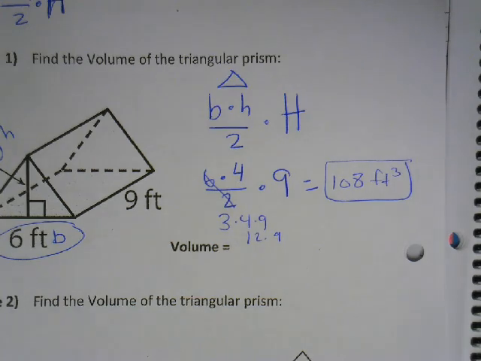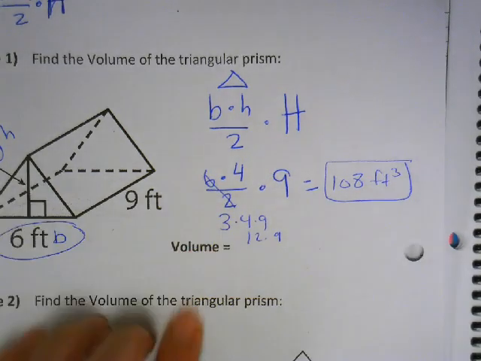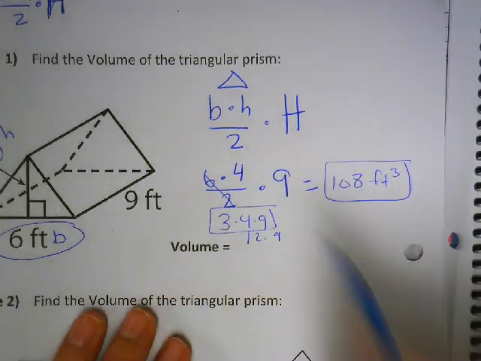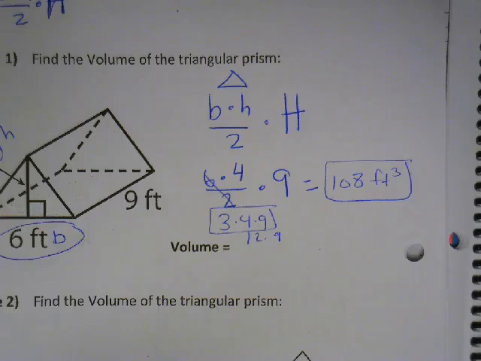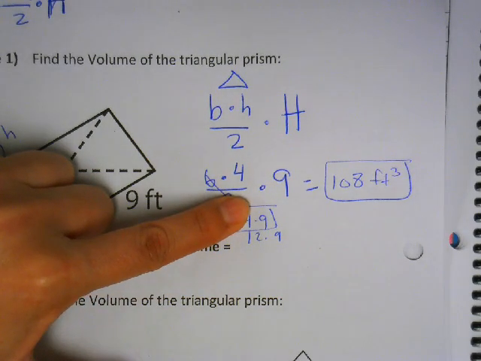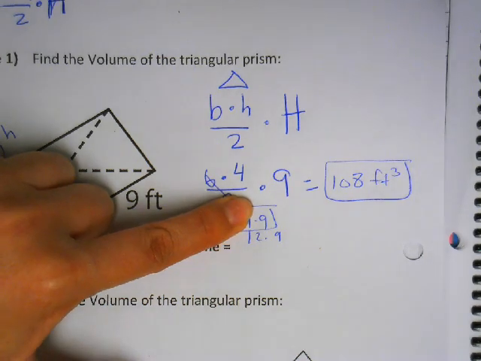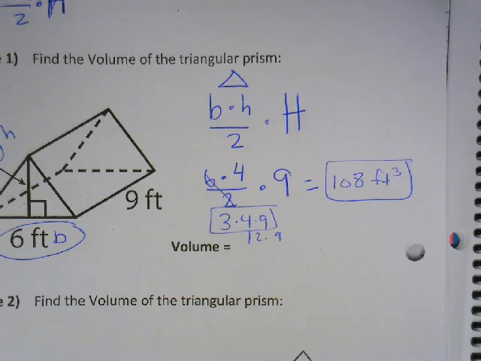Now, listen. Lucero reminded me of the shortcut. She asked, hey, Miss, can I do the shortcut? I'm like, oh yeah, that's right. I took 6 divided by 2 and got 3. And all I did was multiply 3 times 4 times 9. I didn't do 6 times 4 divided by 2 times 9. So you can take the shortcut. You can multiply all of the numbers, 6, 4, and 9, and then at the end divide by 2. That's perfectly fine as well. You will get the same answer.